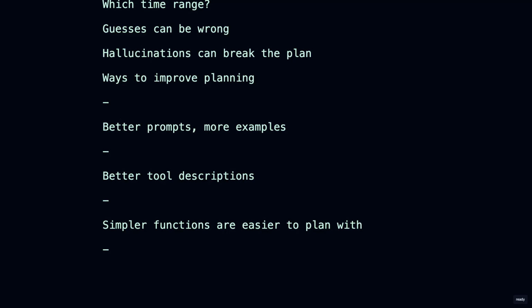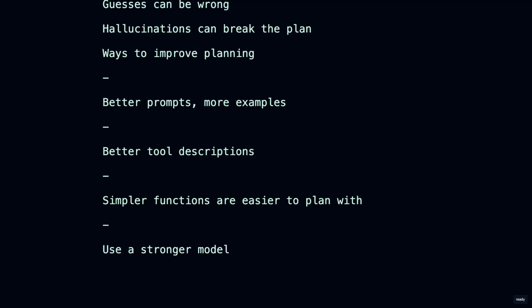And if the task is simply hard, a stronger model may help. Planning quality usually improves with model capability. If the task is hard, a stronger model may be the simplest way to reduce planning mistakes.